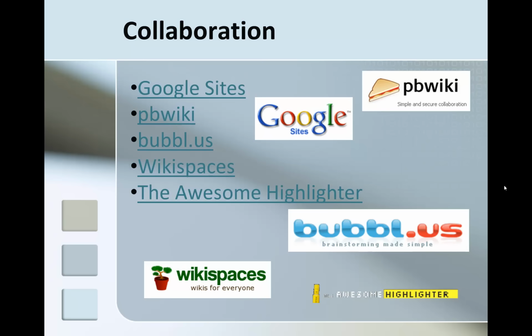A couple of three that are wiki-based, where you can create websites, are Google Sites, PBWiki, and Wikispaces. All three of those are free to make websites, and you can share information with other people. I'm only going to go into two specifically right now for this lecture to show you, and they are Bubbl.us and the Awesome Highlighter.